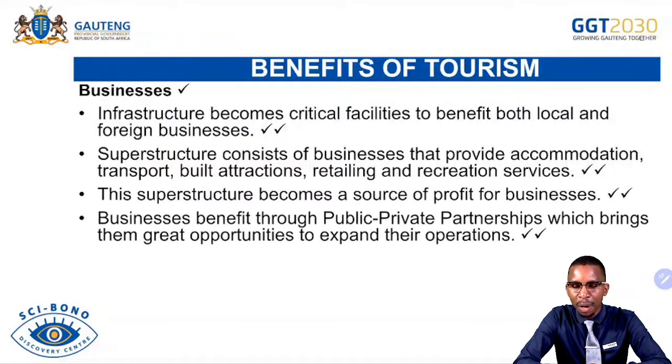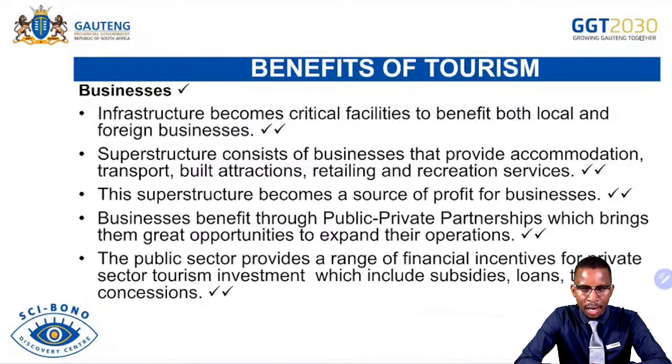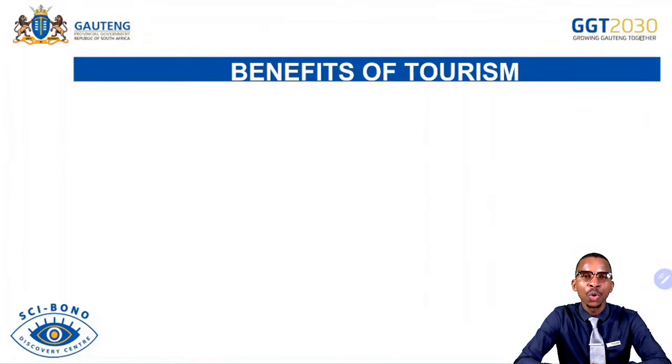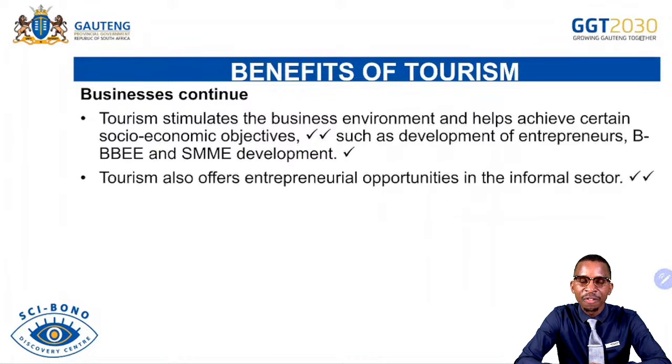Businesses benefit through public-private partnership as they get together with the government to do some duties for the government, to benefit through income. The public sector provides a range of financial incentives for private sector tourism investment, which include subsidies, loans, and tax concessions. Because as they are involved in tourism, they are also conserving the environment and also preserving businesses. Tourism stimulates the business environment and helps achieve socio-economic objectives such as development of entrepreneurs, BEE and SMMEs. They simply qualify and get this benefit.